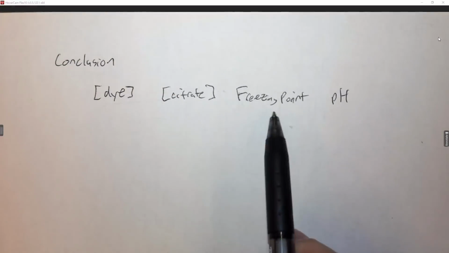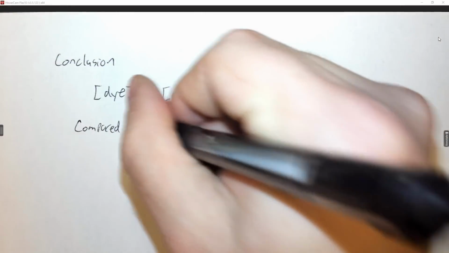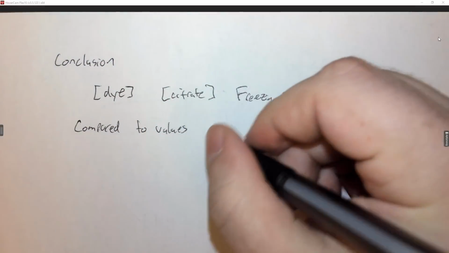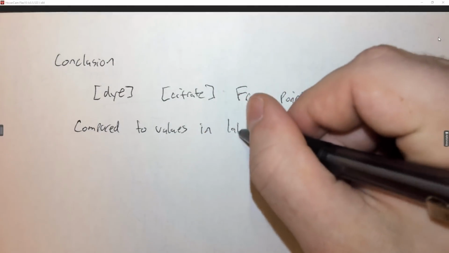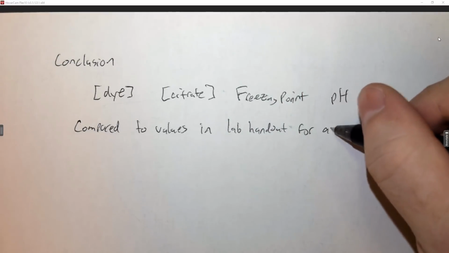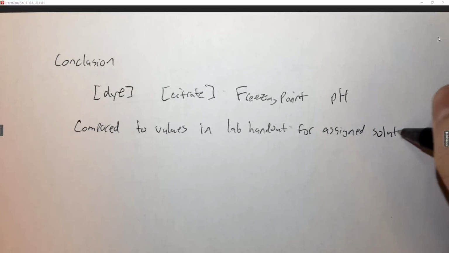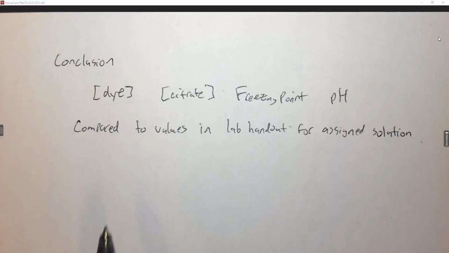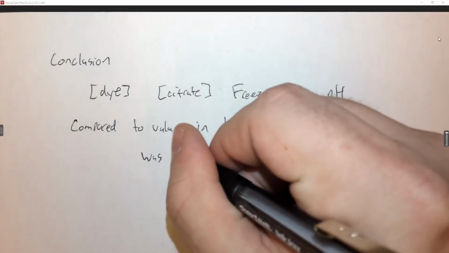These 4 values will then be compared to the values in the lab handout that you can find on Blackboard. So you're going to compare them to the values in the lab handout for your assigned solution. Be sure that you're comparing them to the correct solution, otherwise things are not going to work out right. And you're going to need to compare the concentration of your dye to the listed concentration, the citrate, the freezing point, and the pH to all those things and find out, was the recipe stolen?